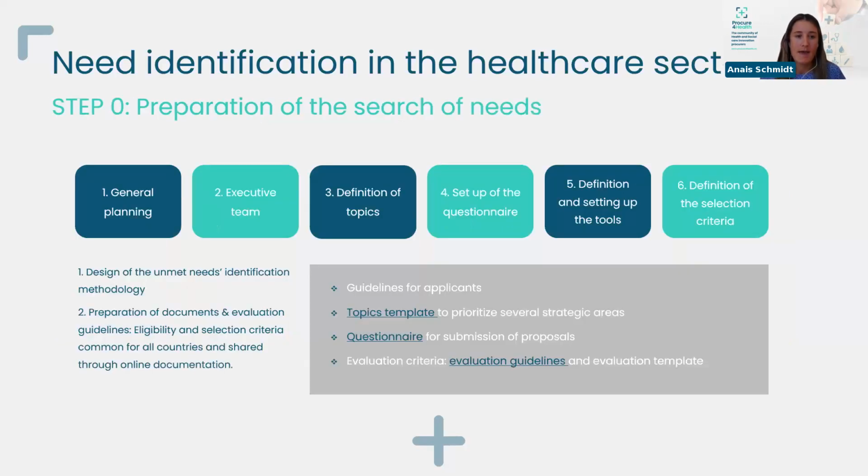First of all, step 0 is the preparation of the research of the needs. We have to set up a general planning, identify an executive team, define topics, create the questionnaire to collect the needs, define the tool to collect these needs, and define the selection criteria and the evaluation criteria. So in In-Demand, we followed these different steps to start the identification of unmet needs process, and several documents have been created to carry out this process.